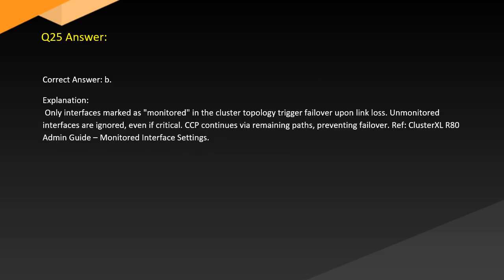Answer. Correct answer: B. Explanation. Only interfaces marked as monitored in the cluster topology trigger failover upon link loss. Unmonitored interfaces are ignored even if critical, as CCP continues via remaining paths, preventing failover. Ref: ClusterXL R81 Admin Guide, Monitored interface settings.